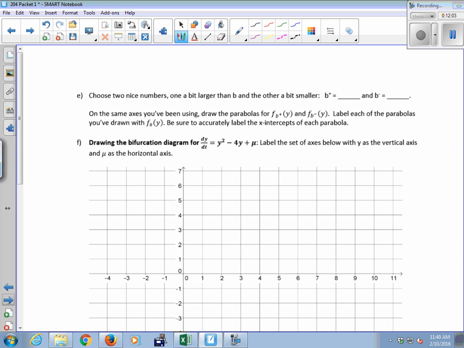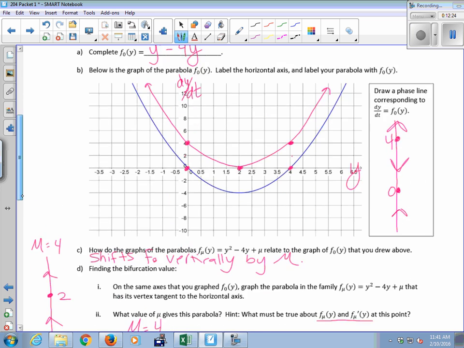All right, so choose two nice numbers, one a little bit bigger and one a little bit smaller than 4, the important mu we found. 5 and 3, I like those. So on the same axes where we've been drawing parabolas, we can draw these two new parabolas, different members of the family.